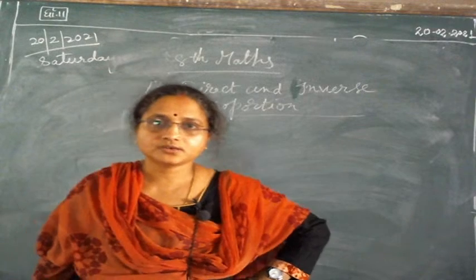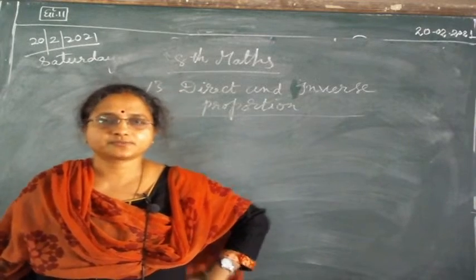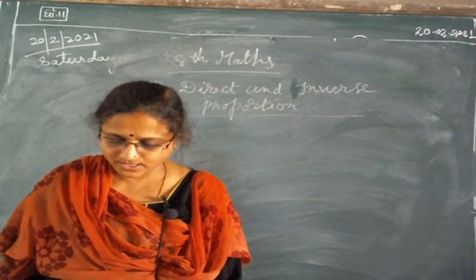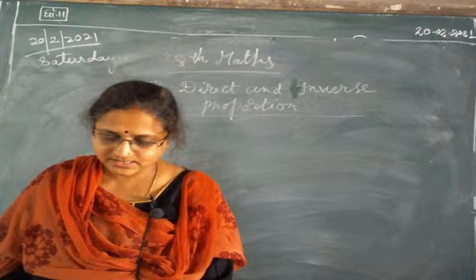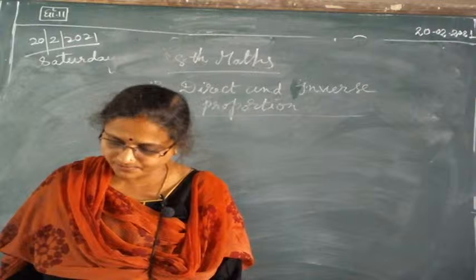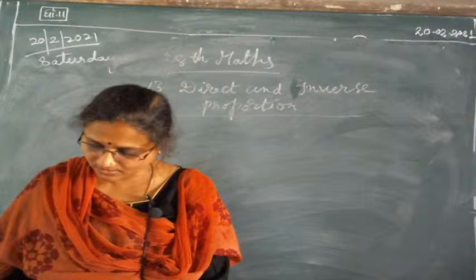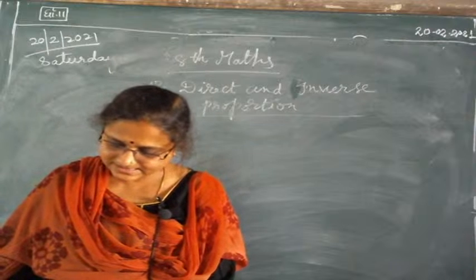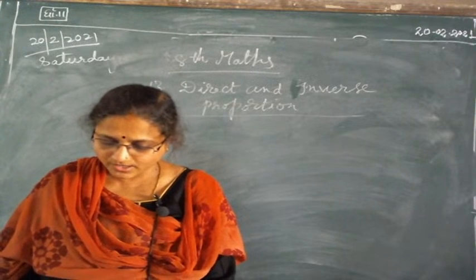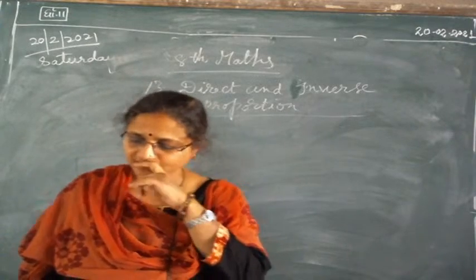Good afternoon, children. Today we are going to learn about the new lesson, chapter number 13, direct and inverse proportion. In the last chapter, exercise 12.1 and 12.2, I sent you some of the answers through WhatsApp. If anyone has any doubts, you can ask me. Try to do the sums given in exercises 12.1 and 12.2. This is your homework. Understand? And today we are going to start a new lesson, direct and inverse proportion.